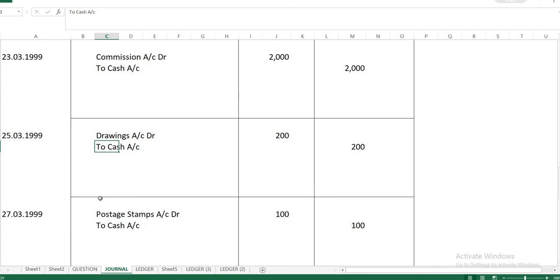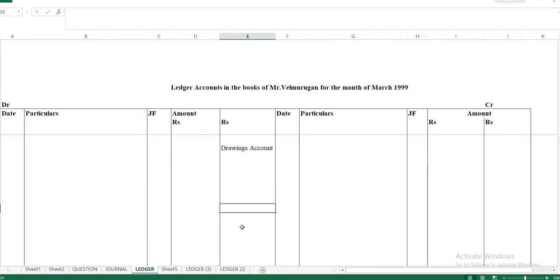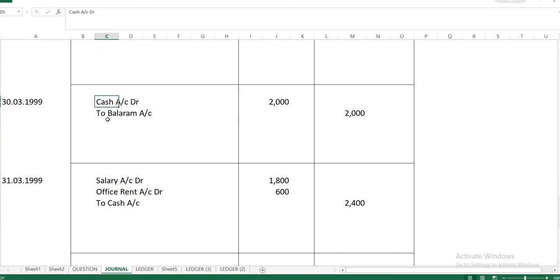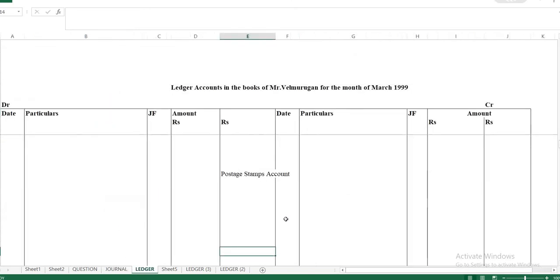Next, cash account is already prepared; postage stamps we have to prepare now. So give some space for the postage stamps account. Based upon that entry you have to make, based upon that you have to prepare the account. Postage stamps also not much space required, so accordingly you leave some space. Balram account we have to prepare, so leave some space after postage and stamps and mention Balram account. Again leave some space for Balram.